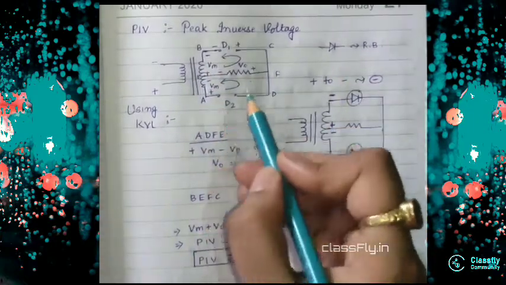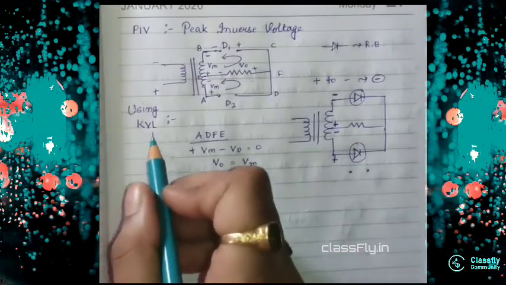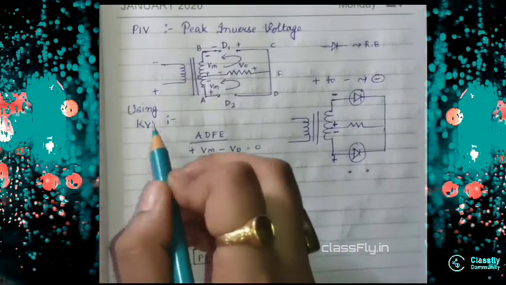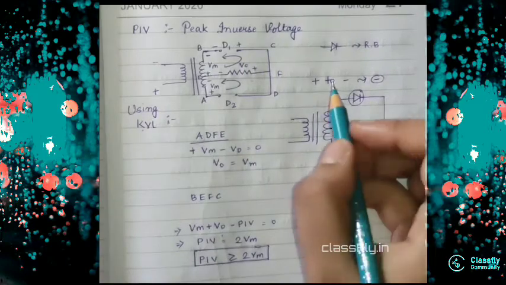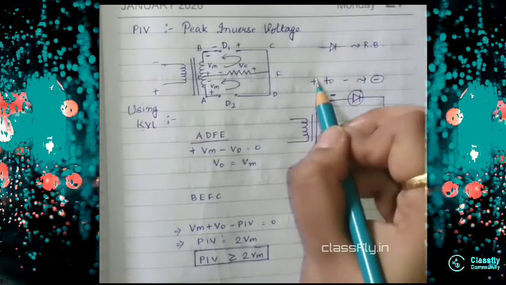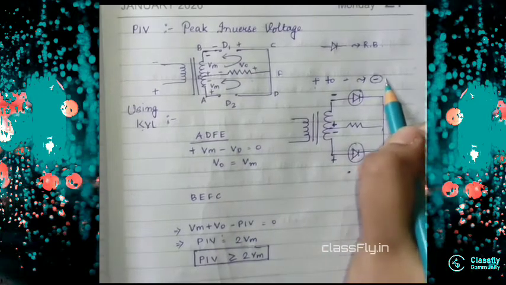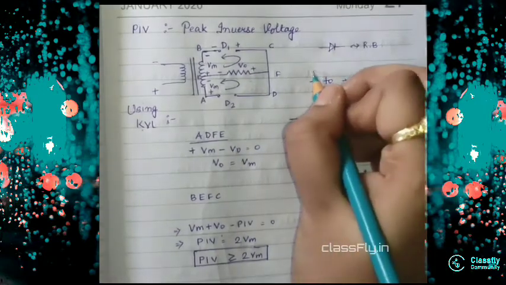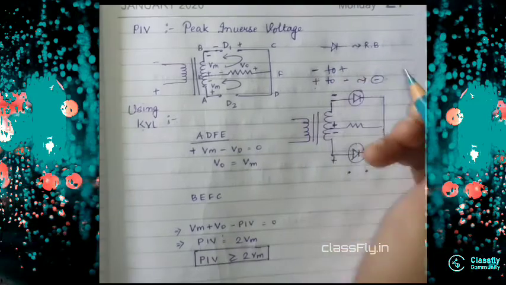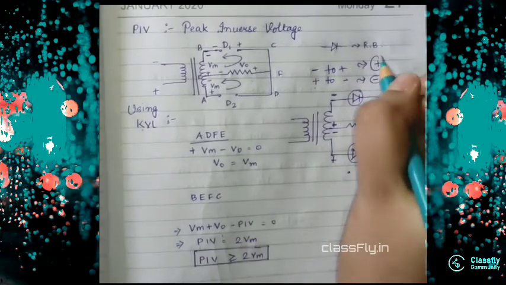For solving this circuit, we will use Kirchhoff's voltage law. What is Kirchhoff's voltage law? See, Kirchhoff's voltage law says that whenever we are moving from positive to negative, we will use the sign minus, and whenever we are moving from minus to positive, we will take the sign as positive.